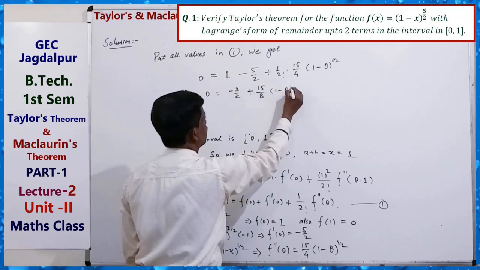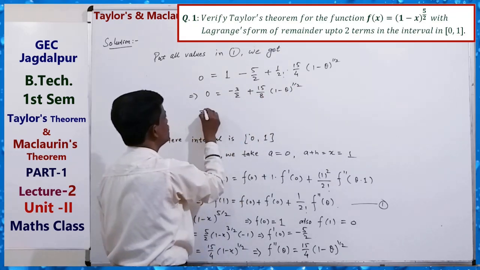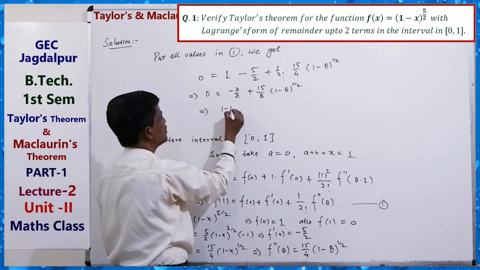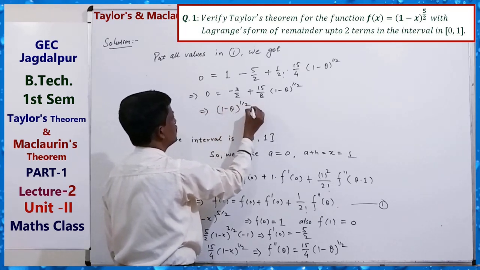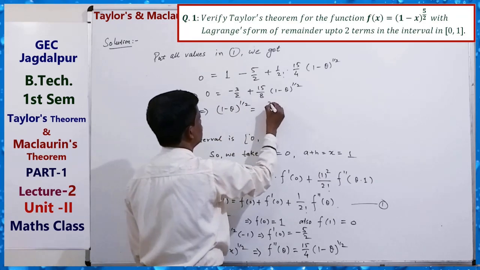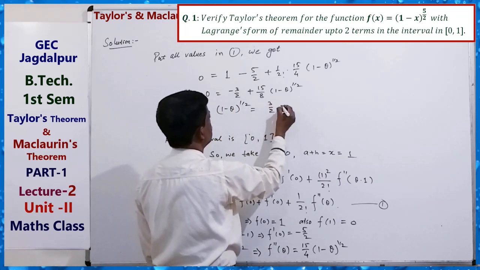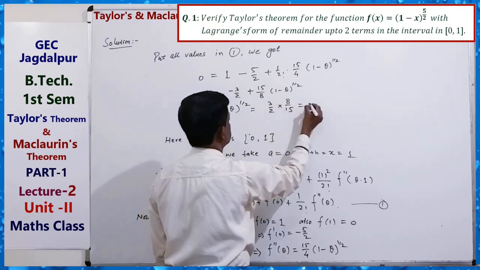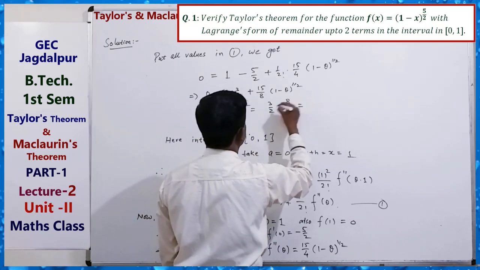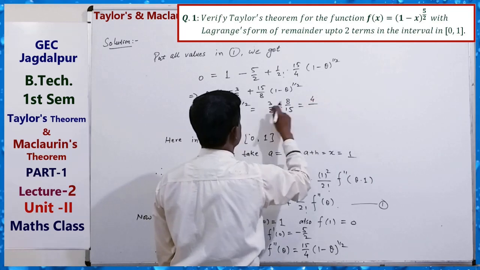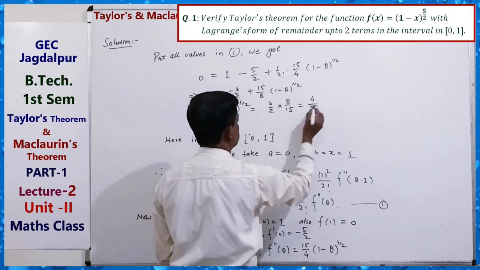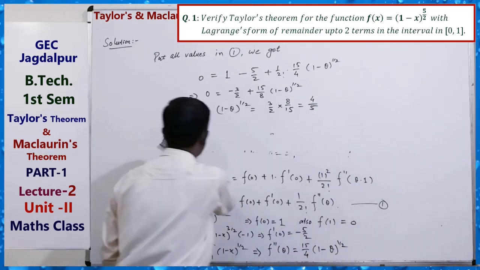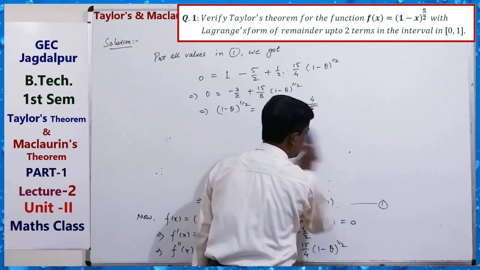1 minus theta power half. So we see that 1 minus theta power half equals what? 3 by 2 into 8 by 15. So this is equal to what? 4 by 5. So just solve it. Here we can get the value of theta.